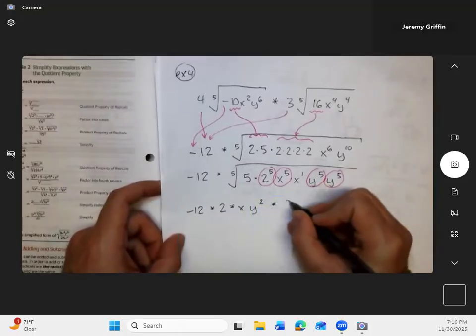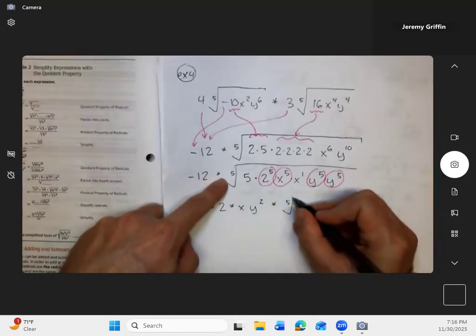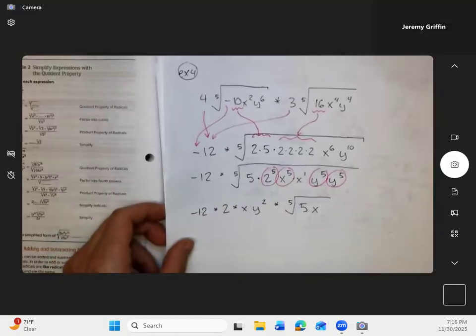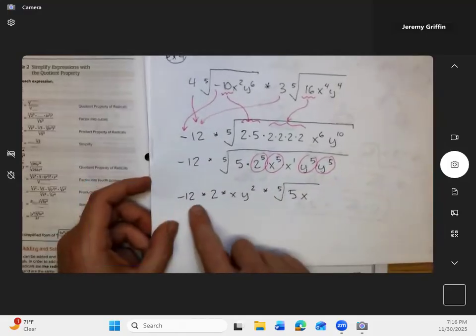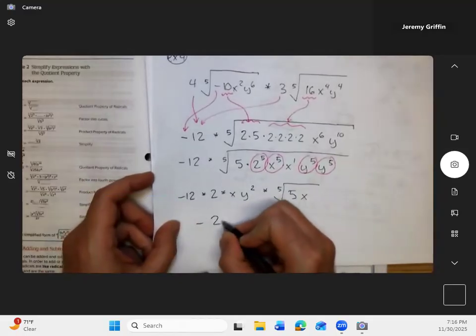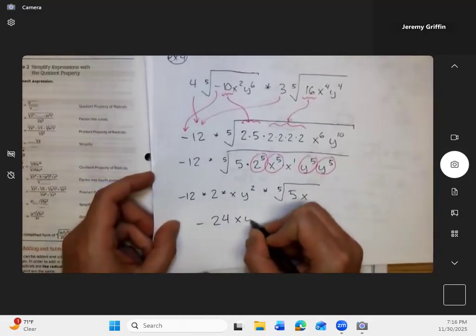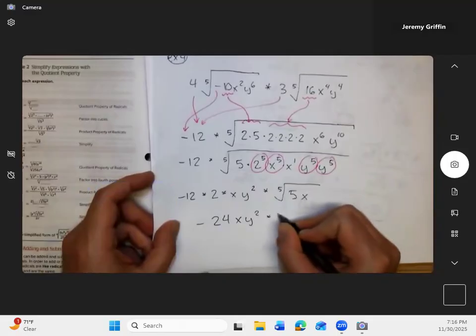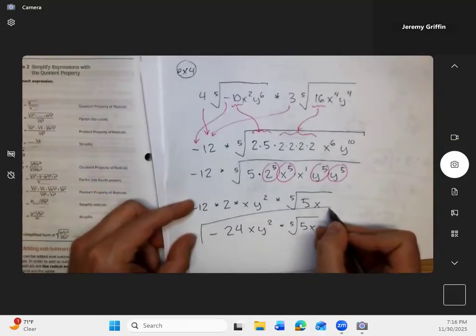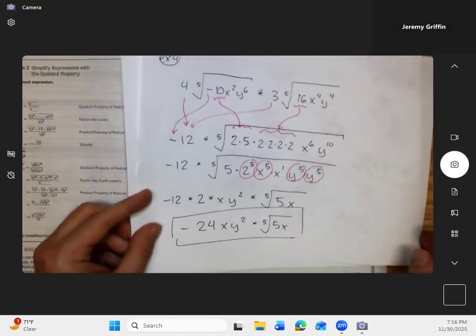Then multiply by, then I have the fifth root of everything left over, which is this 5 and also this x. That's what I got left. Okay? And the last thing you can do to clean this up is just combine these constants, 12 times 2. Right? So we got negative 24 x y squared, all multiplied by the fifth root of 5x. Same thing. All good?